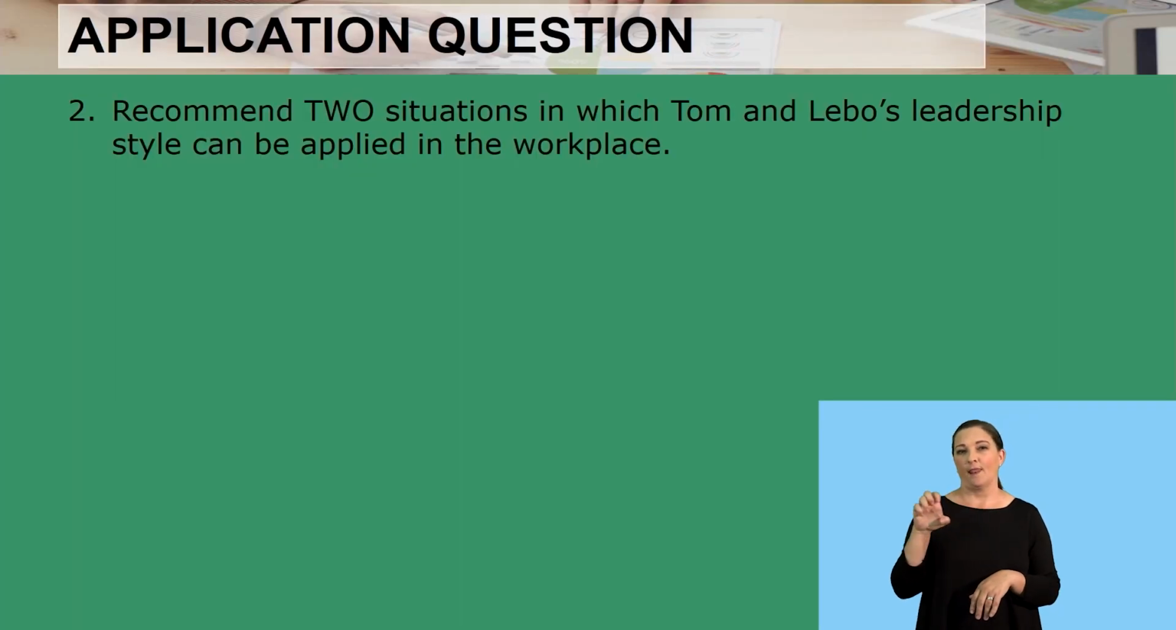So we move now to the second question, which instructed us to recommend 2 situations in which Tom and Lebu's leadership style can be applied. So this is to educate you that as a leader, you cannot always use one leadership style. You need to look into the situation before you decide on which leadership style to apply. So Tom's leadership style can be applied when they want to charm employees. So basically, a leader should be able to sell the company vision and achieve excellent results, because these are leaders we call charismatic leaders.